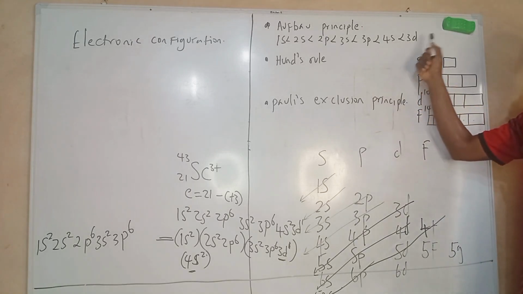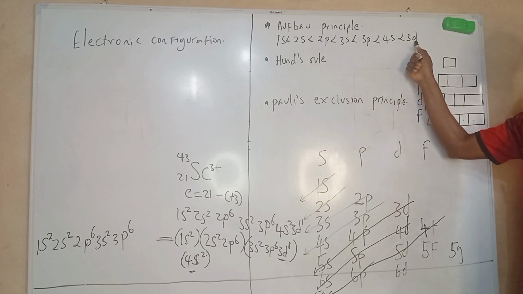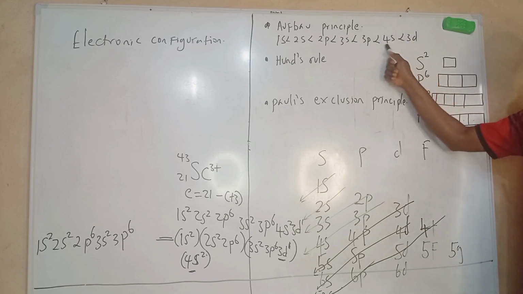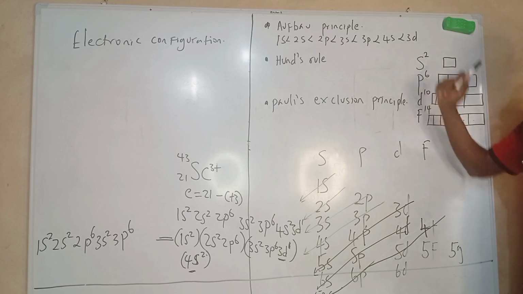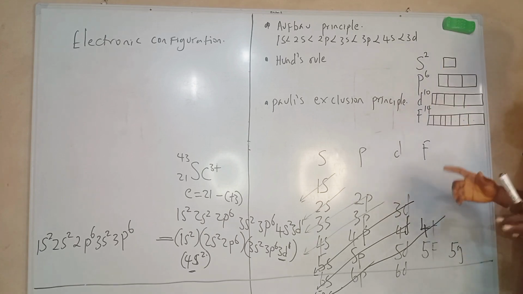I already showed you an exception. 4s is in a higher shell. 4s is in the fourth shell, 3d is in the third shell. But 3d has a higher energy than 4s. Okay, now that's for our Aufbau principle.